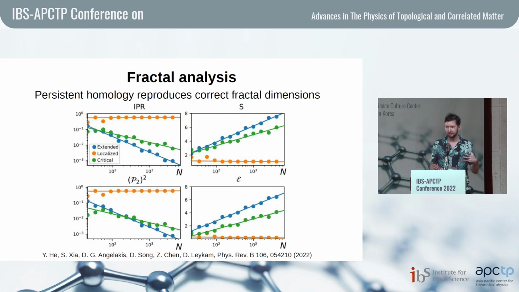So far these were just measures computed for a system with a fixed size. We can also look at the finite size scaling of these observables to obtain the fractal dimensions of the ground state eigenfunction. For both pairs of measures, the persistent homology measure can reproduce quite nicely the fractal dimension obtained using the standard measures, such as the IPR or the eigenstate entropy.